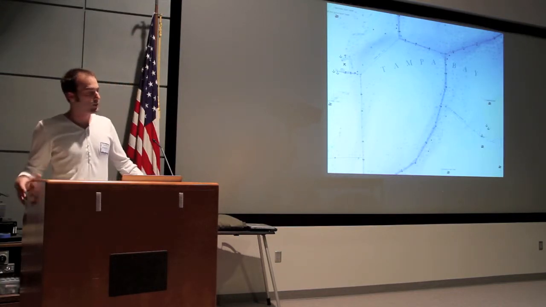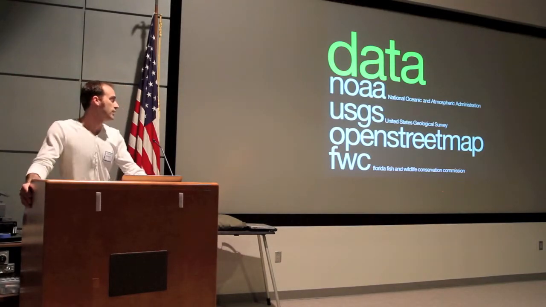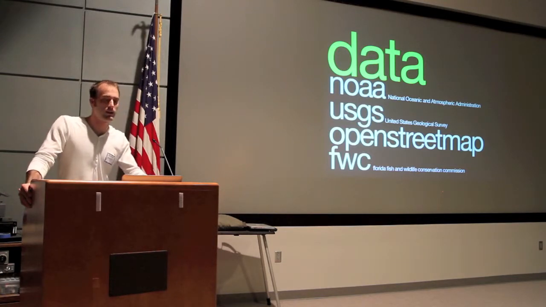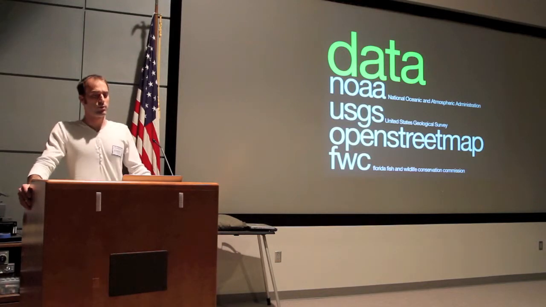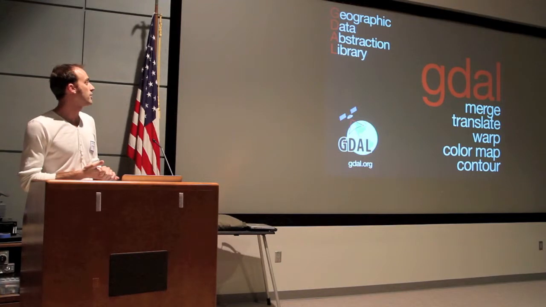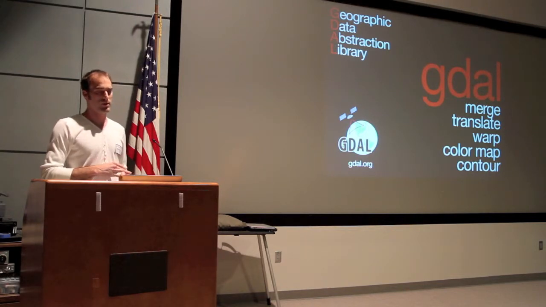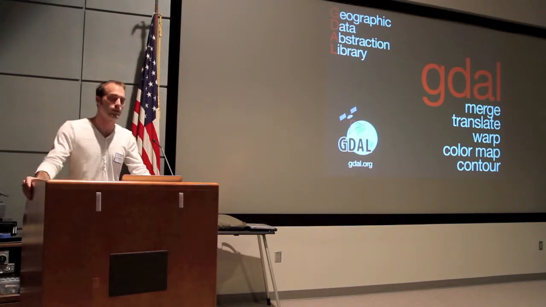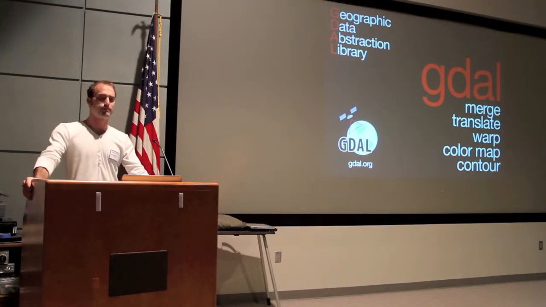The data that I used to make this came from NOAA, USGS, some data from OpenStreetMap, and the Florida Fish and Wildlife Conservation. I also want to go over the tools that I used a little bit. GDAL is a big one. The Geospatial Data Abstraction Library is a suite of tools to manipulate raster imagery. It's free, you can download it and use it. It's got some really powerful stuff in there.